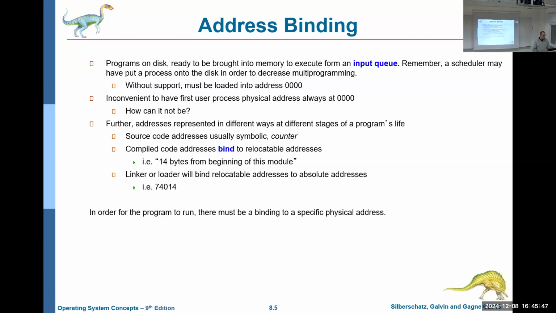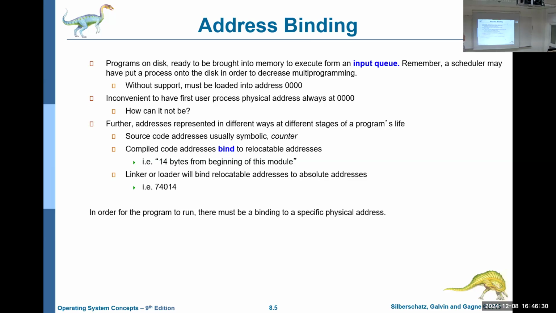So further, addresses are represented in different ways in different stages in the program's life. For example, in the source code, you write something like the word counter, but the compiled code addresses bind to relocatable addresses. In other words, when I compile it, I don't leave it as 0. I leave it as 14 bytes from the beginning of this module. If I want to be on the 14th byte, I assume we're at 0, but I don't say actual 14, I say 14 from wherever you started.